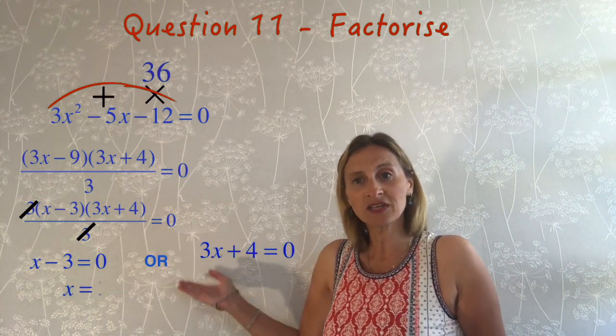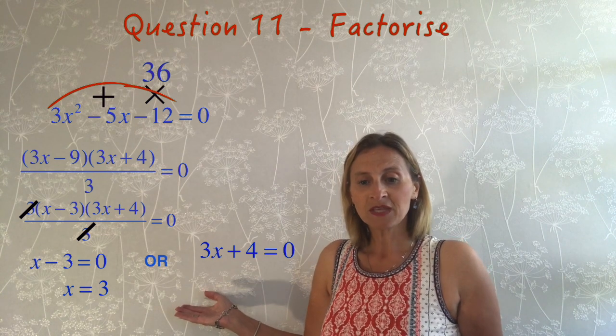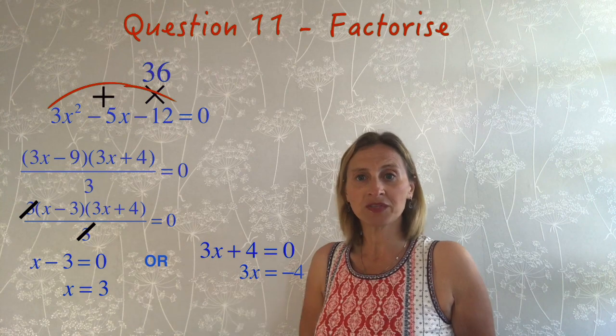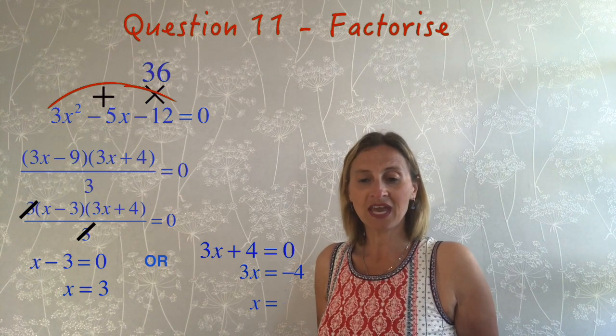Take the 3 to the other side, you're left with x equals 3. Take the 4 to the other side, 3x equals minus 4, and divide both sides by 3, and we're left with x equals minus 4 over 3.